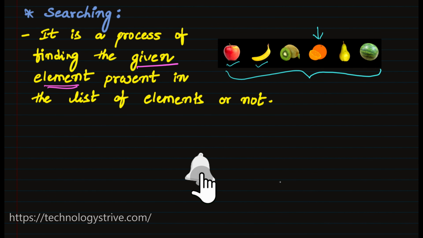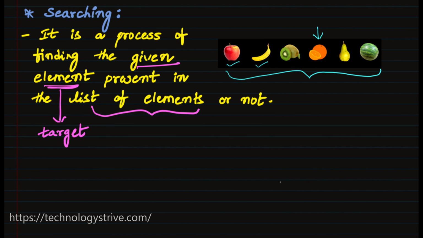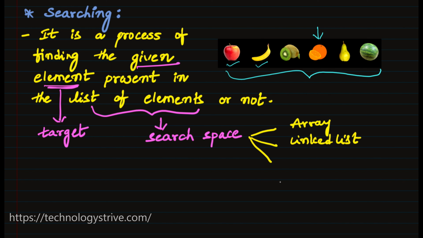Here the given element is known as the target, and the list of elements in which we have to find our target is known as the search space. In our day-to-day life, we do this search operation very frequently, like searching for a phone number in a phone directory, or searching for a book in a library. These are the basic search operations which we do in day-to-day life. This search space can be an array or a linked list, or it can be a database. So it can be any data structure or a database.